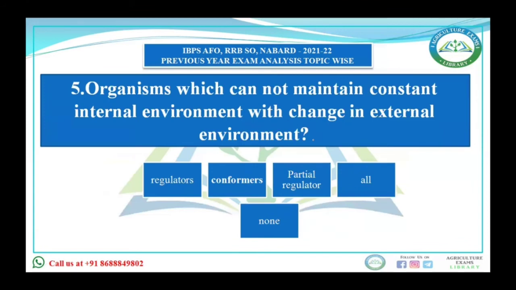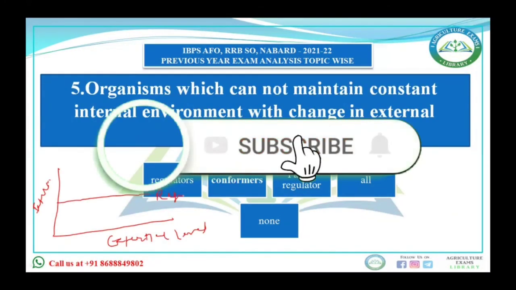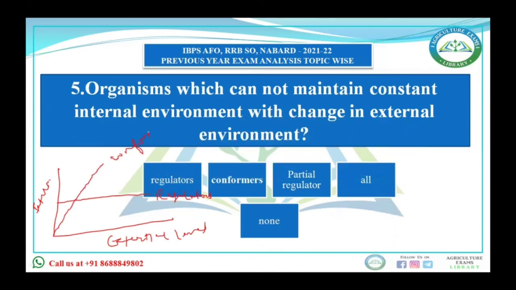Organism which cannot maintain constant internal environment with change in external environment is known as. This is also one of the important questions. Sometimes what happens? What is acclimatization? Acclimatization is the maintenance of internal temperature while the external environment is changing. But now here, I'm showing you one diagram. This is the external level and this is internal. They are regulators. They are conformers. They are partial regulators.